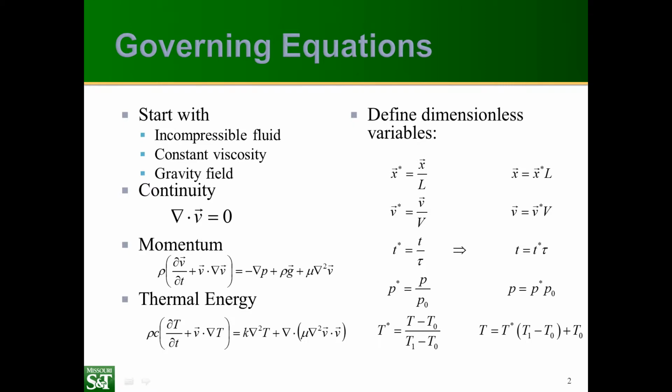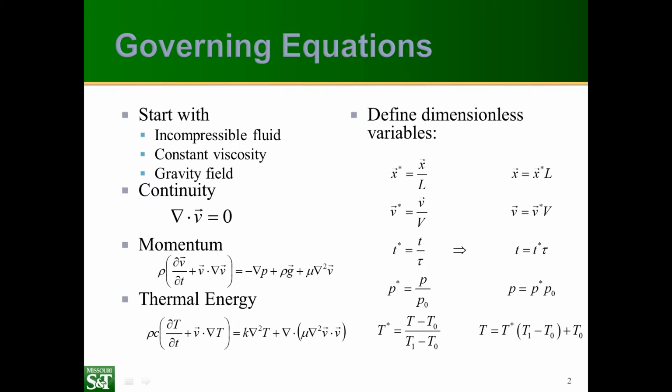So the dimensionless x-coordinate is the x-coordinate divided by some length scale. Now, we don't know what the length scale is yet. It's not really that important. We define that later. It's also important to note here that the x and v are vectors. X is the coordinates in 3 dimensions, x, y, and z, and v is the velocity in the u, v, and w sense.